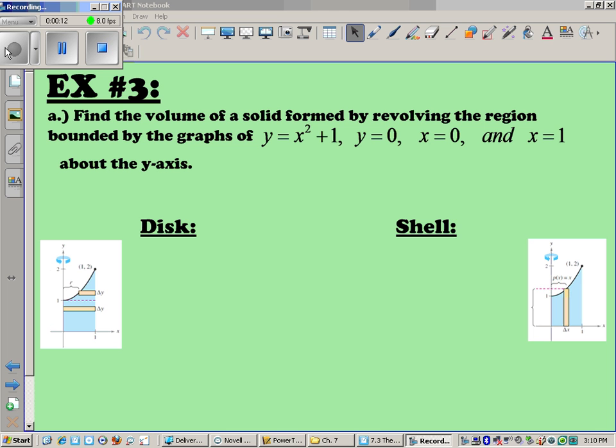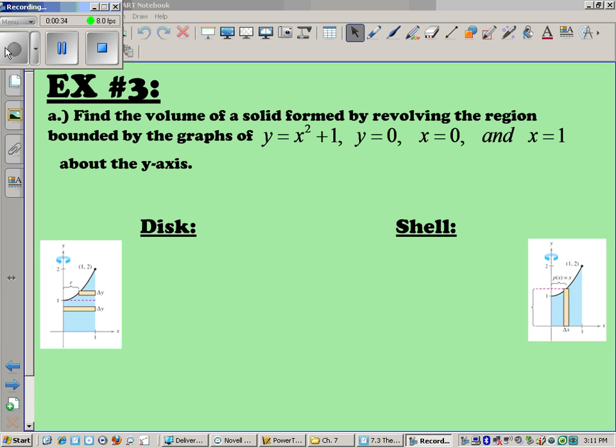Okay? Example number 3A says we're wanting to find the volume of a solid formed by revolving the regions bounded by the graphs of y equals x squared plus 1. So that's a parabola opening up starting at 1. Y equals 0, so that's really the x-axis. X equals 0, so really the y-axis, and the line x equals 1.